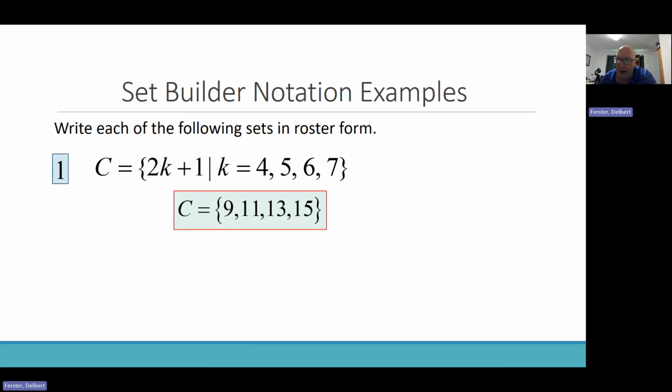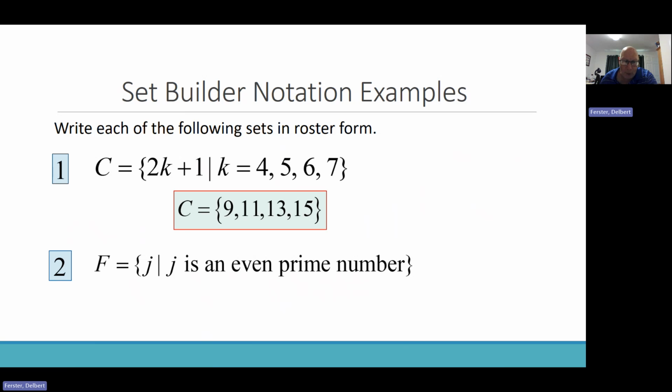So if we put 4 in for K and multiply it by 2 and then add 1, we'll get 9. We put 5 in for K and multiply it by 2 and add 1, we'll get 11. And I'll let you do your own mathematics. So the only possible values for K were 4, 5, 6, or 7. So we have a very concise set C, containing a 9, an 11, a 13, and a 15. This is a finite set. It has only 4 elements.